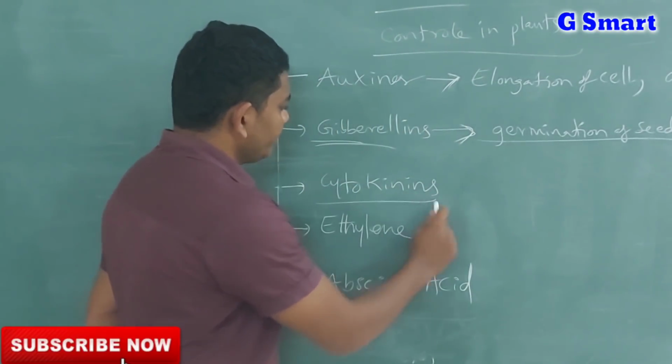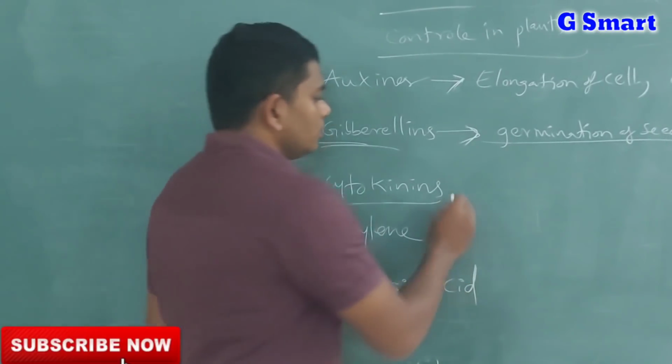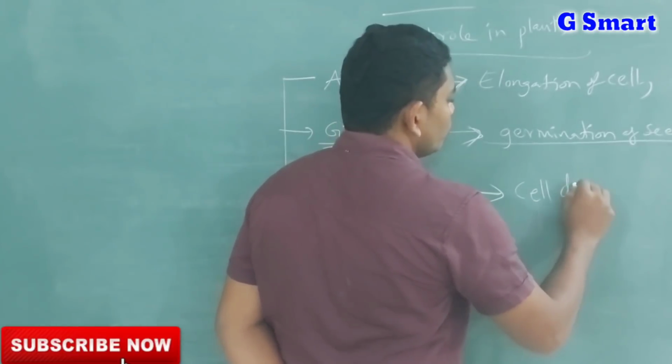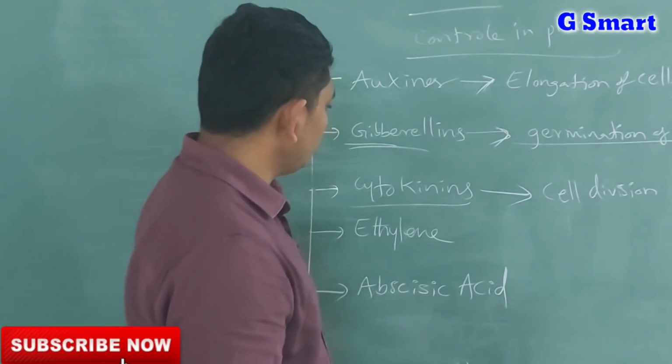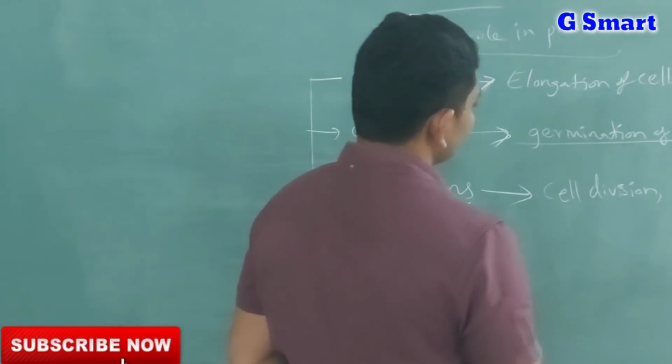Another one, cytokinins. They promote cell division. And they are also responsible for the opening of stomata.